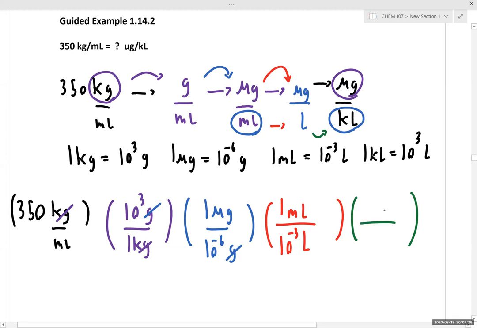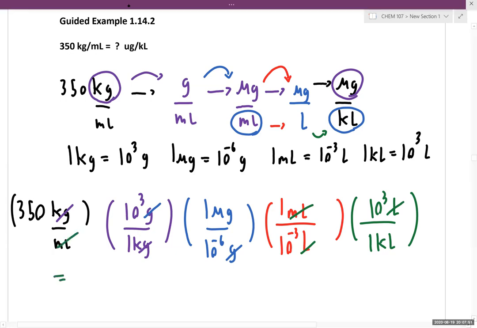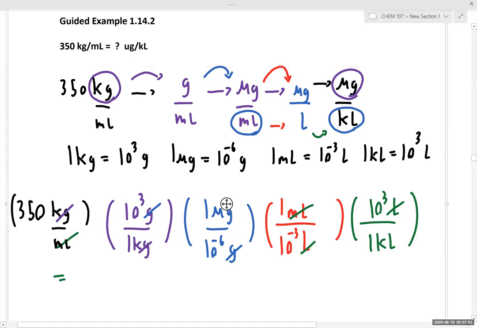On the top or on the bottom? On the bottom. So we know in 1 kiloliter, we have 10 to the 3rd liter. Units of liters cancel, units of milliliters cancel. And now all we have to do is punch this into our calculator.